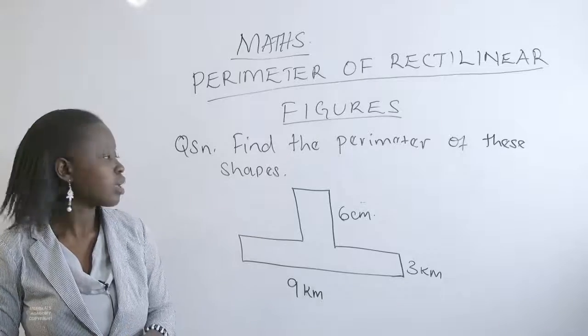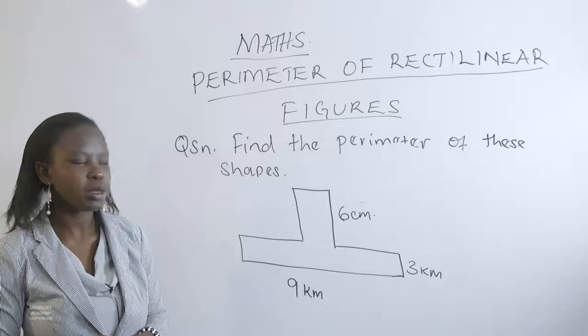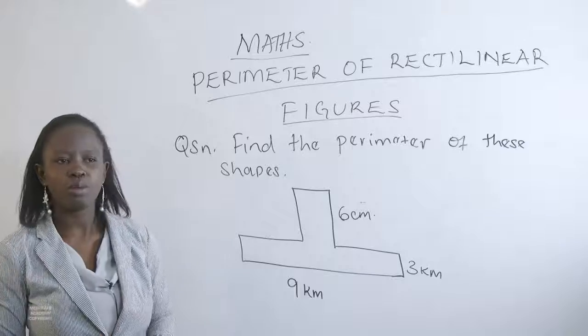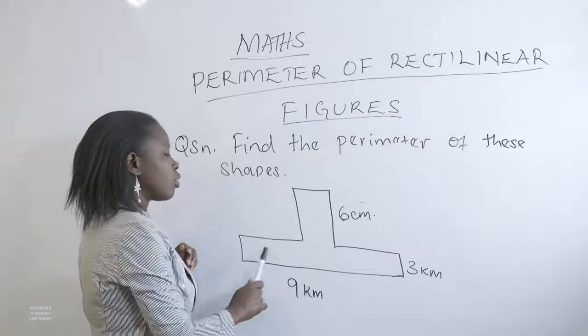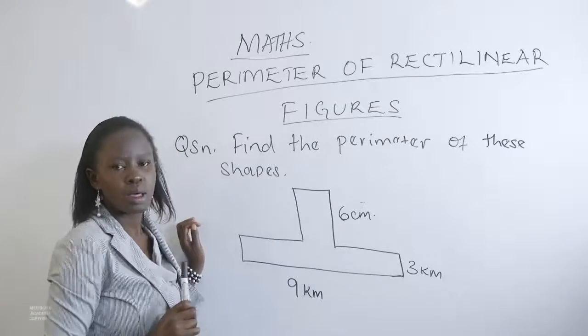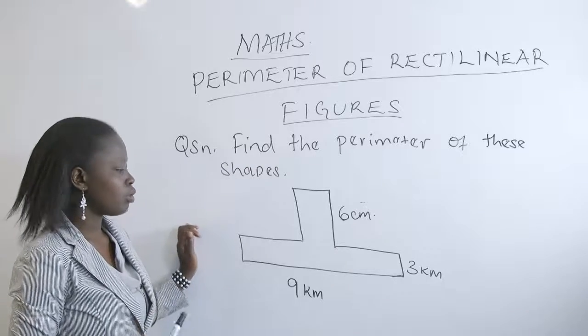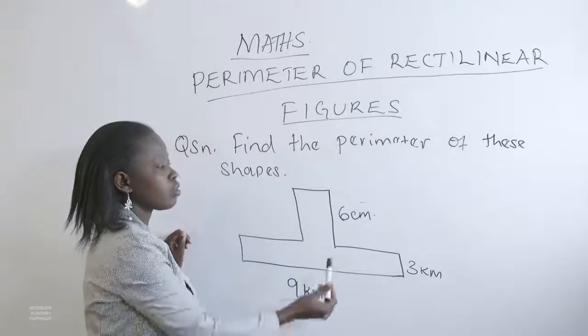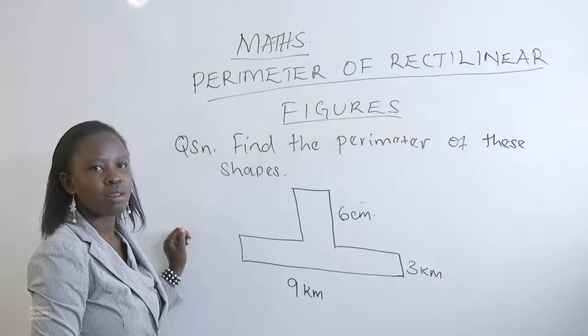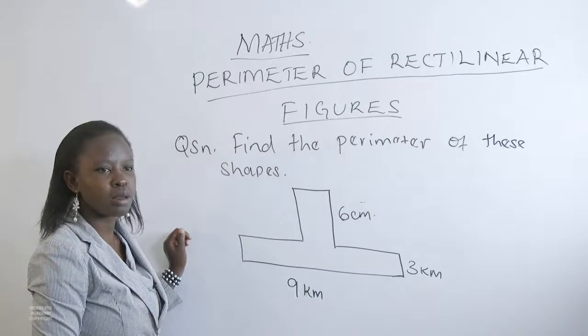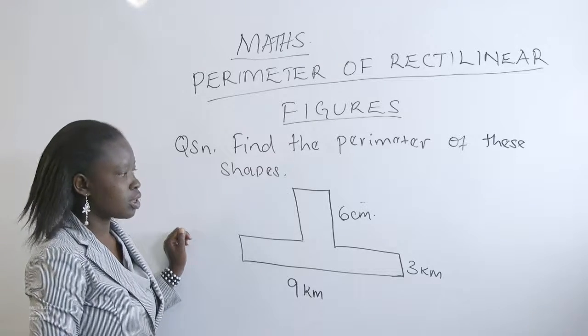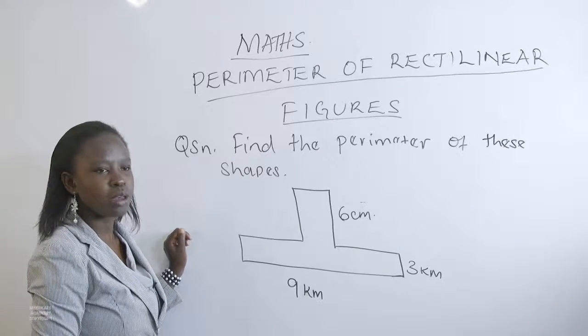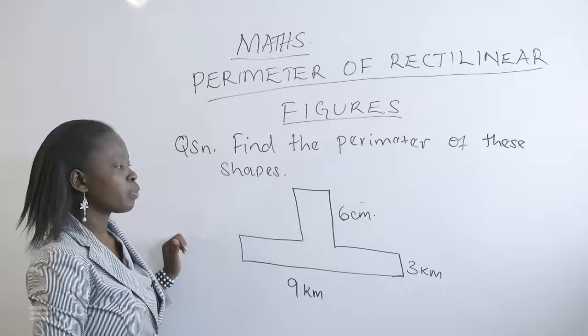So we are having another figure to find its perimeter. All we've been told is that all the corner angles are equal. Then what we've been given, we have 9 kilometers, we have 3 kilometers, we have 6 kilometers as the lengths that are representing the sides of that given shape. So how do we get the perimeter of this shape?